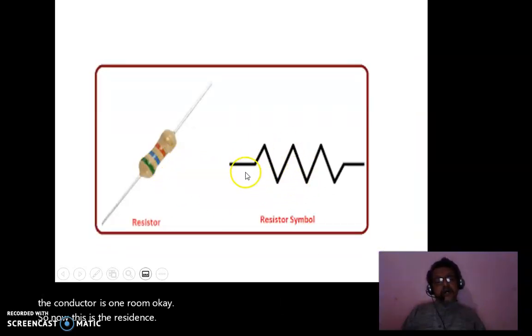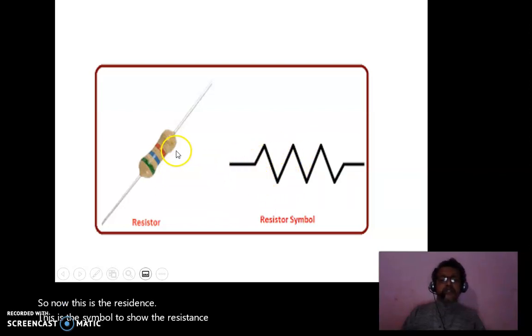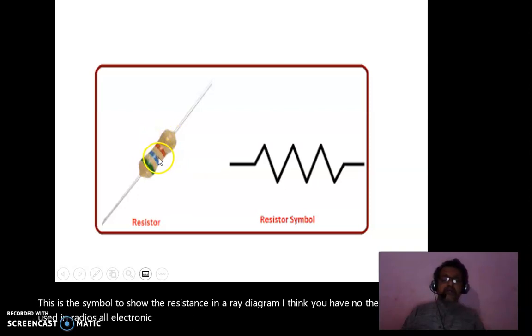Okay, so now this is the resistance. This is the symbol to show the resistance in a circuit diagram. I think you know the resistance. It is used in radios and all electronic equipment. This symbol shows the ohm.